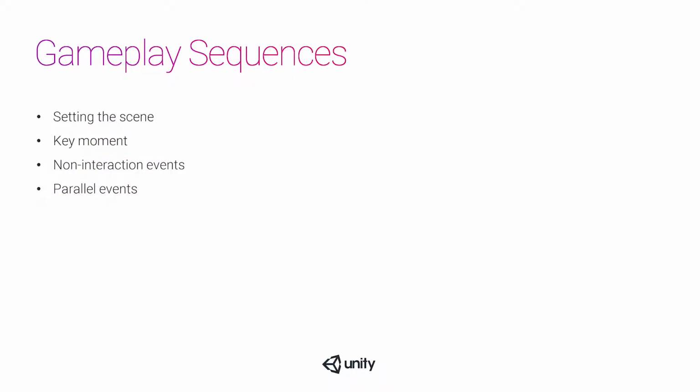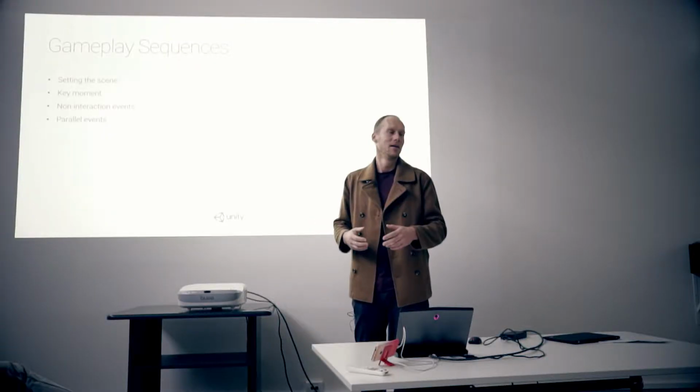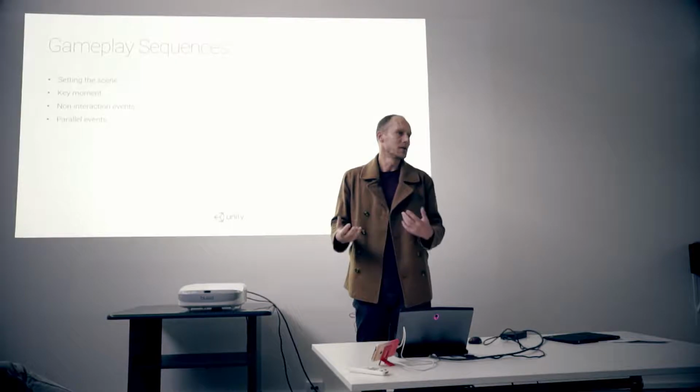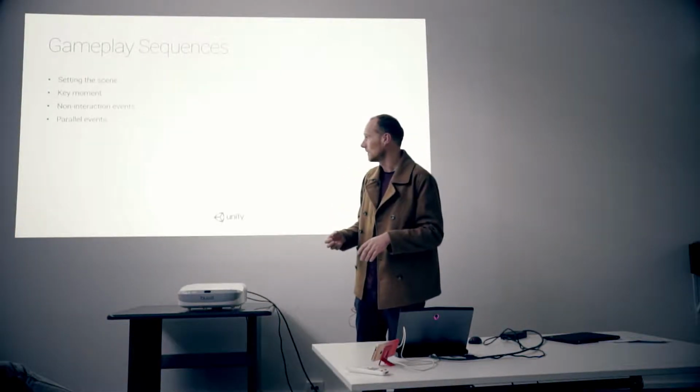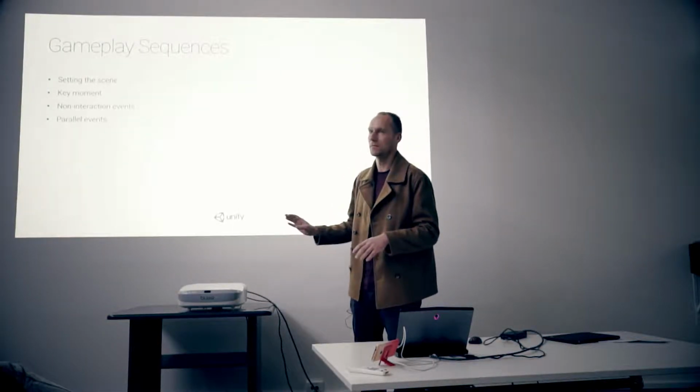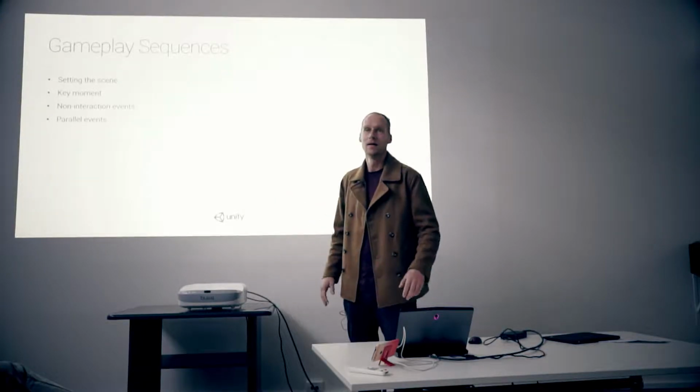So what is this about? Why did we create these tools? Timeline at heart is quite a simple concept. You can drag things onto a timeline and make them play over time. That makes a lot of sense for cutscenes, but the more you think about it, the more you can actually use this feature. Some examples that come to mind are setting the scene.